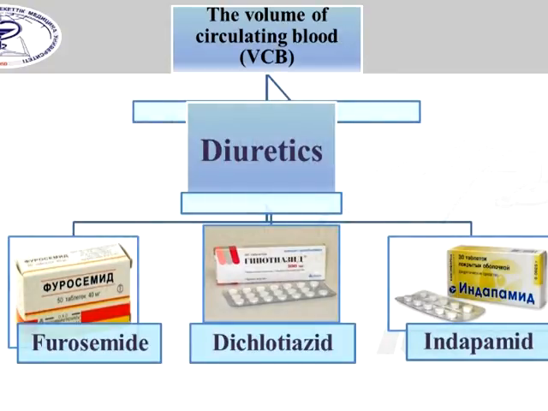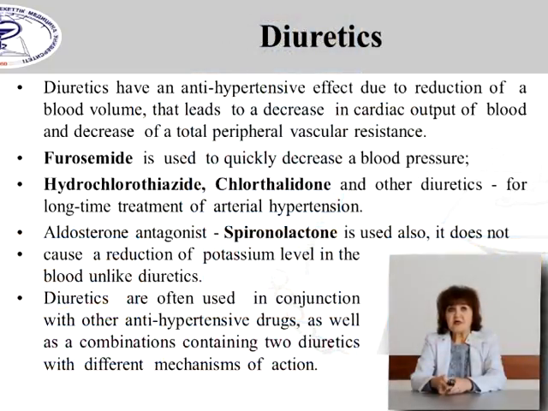Next group of drugs, reducing the volume of circulating blood, so named diuretics, such as furosemide, dihlotiazide, and indapamide. Diuretics have an antihypertensive effect due to reduction of a blood volume that leads to a decrease in cardiac output of blood and decrease of a total peripheral vascular resistance.